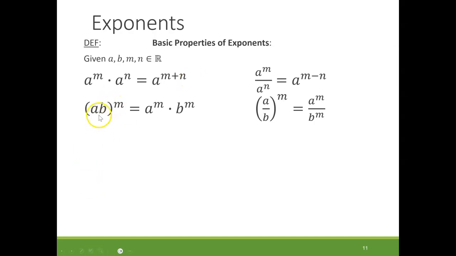So if I have the product of 2 numbers raised to a power, that exponent applies to both factors. So ab to the m becomes a to the m times b to the m. Similarly, in a fraction, if I have a fraction to a power, that power applies to the numerator and the denominator. Again, assuming that the b is not... What value can't b have? 0, right? This isn't true if b is 0. Wow, that's fun. Right down the middle.